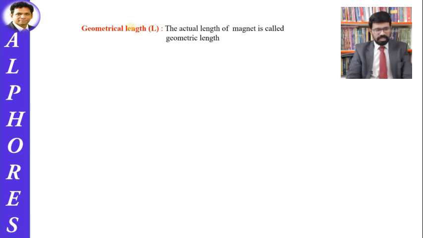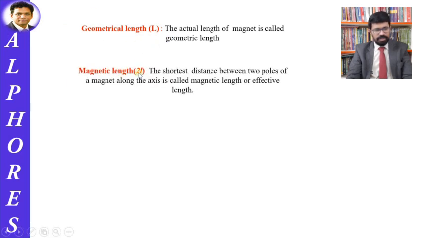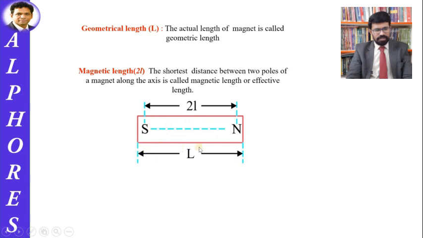I'll consider a bar magnet and try to understand what geometrical length and magnetic length are. Geometric length is the actual length of the magnet. If you take a bar magnet and measure it with a scale from end to end, you will get this capital L distance. That is what we call geometrical length, and that is not magnetic length.